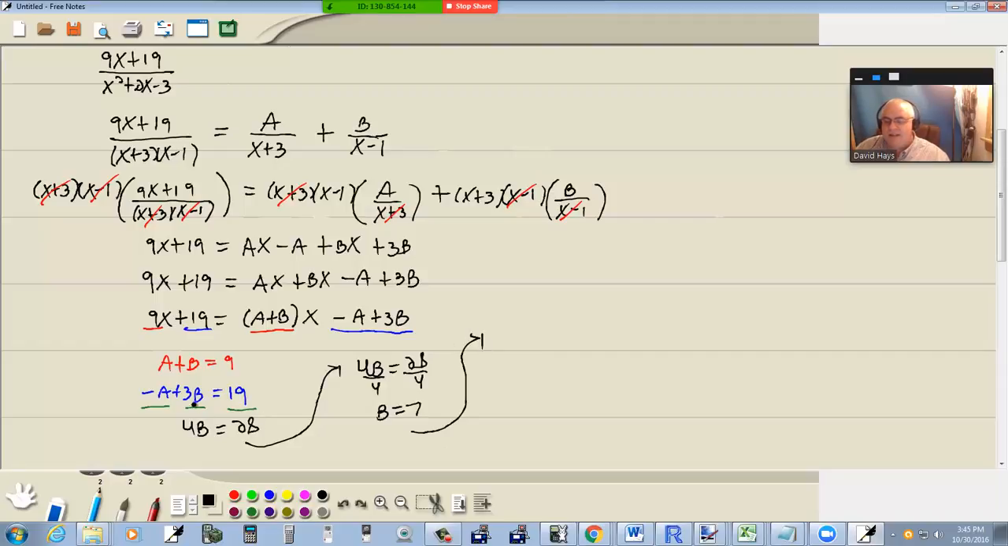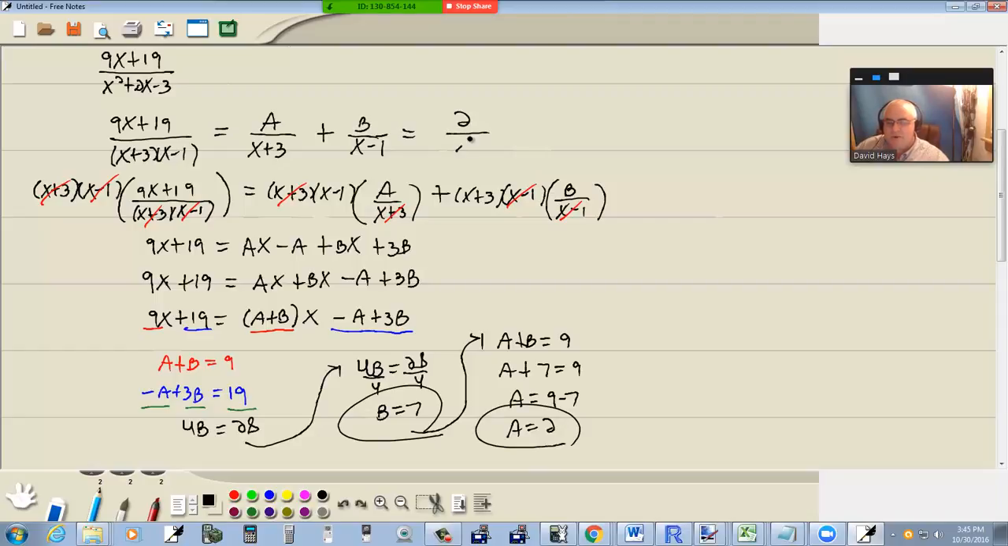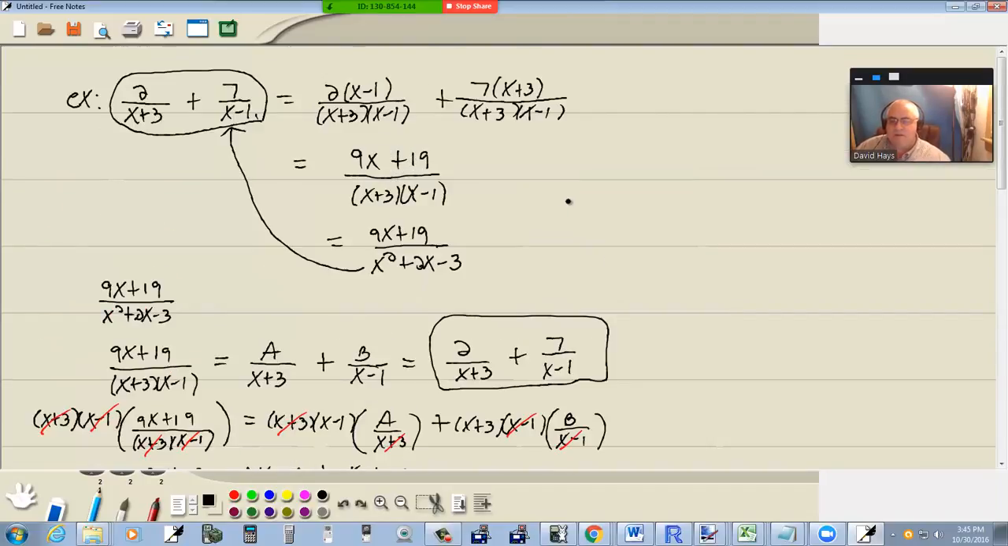Now we want to plug that back in one of these equations. I'll plug it in the first one. A plus b is equal to 9. And we just said b is 7. So take 7 over. We got 9 minus 7, or a is equal to 2. So now that we know a and b, we can plug it in up here. And this is going to give us 2 over x plus 3 plus 7 over x minus 1. And that would be our answer, which we know from the fact that we started off with that, that's what we should get.